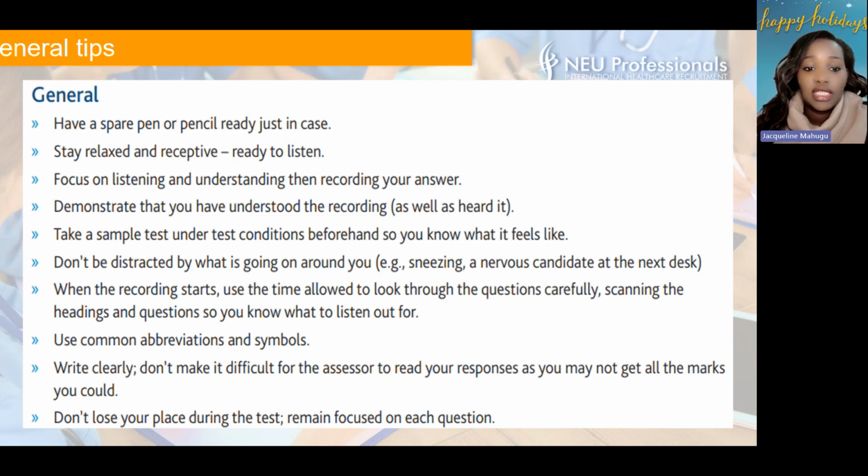Then don't lose your pace during the test. Remain focused on each question. So make sure that you follow the test as it's going along.